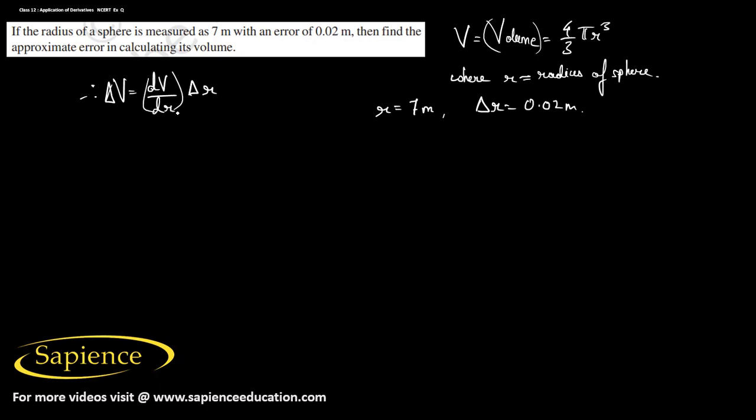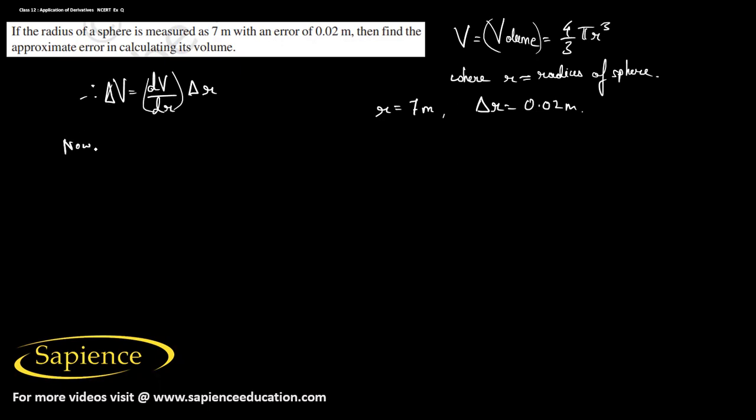So the radius is measured as 7 meters with an error, that is delta r, which is 0.02 meter. Then we have to find the approximate error in calculating its volume. Volume, let's say it is V. So we can write delta V equal to dV by dr into delta r, since delta r is very small.